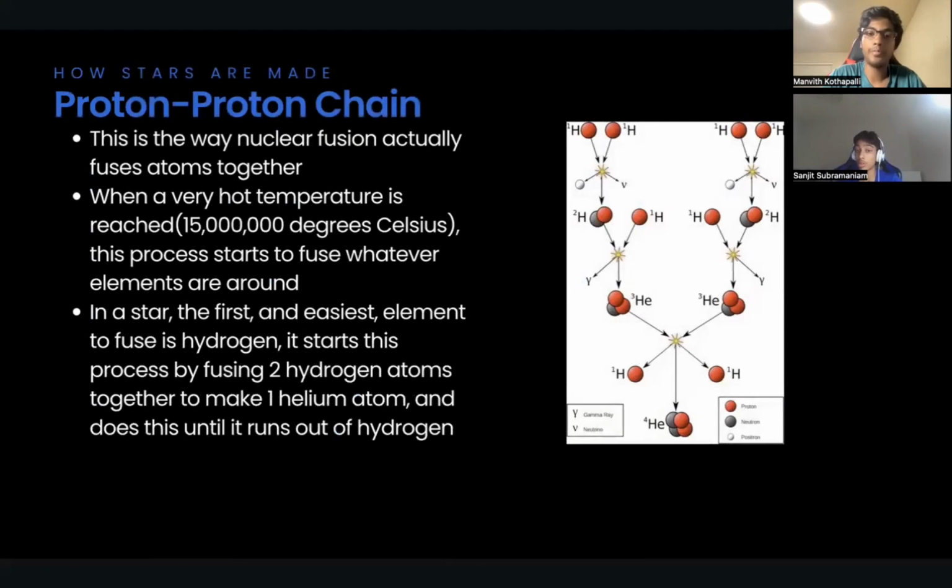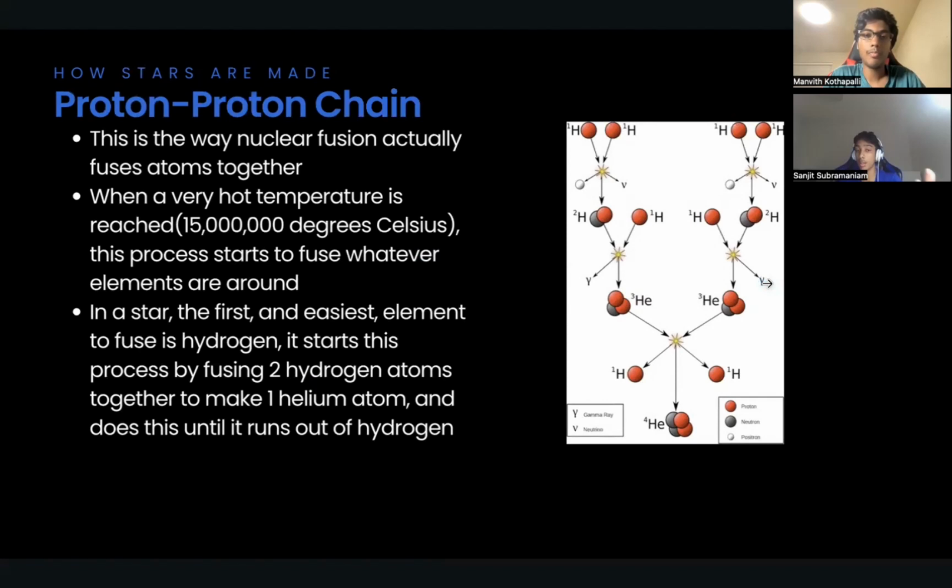Proton-proton chain is a process that stars use to enable nuclear fusion. In simple terms, it's how nuclear fusion works. When a temperature of 15 million degrees Celsius has been created at the core of a star, nuclear fusion begins to take place. But how? To begin its journey into life, a star starts fusing elements to help keep it running.